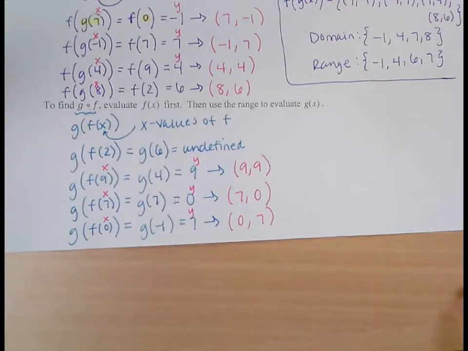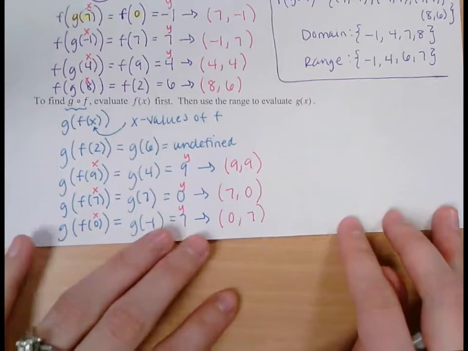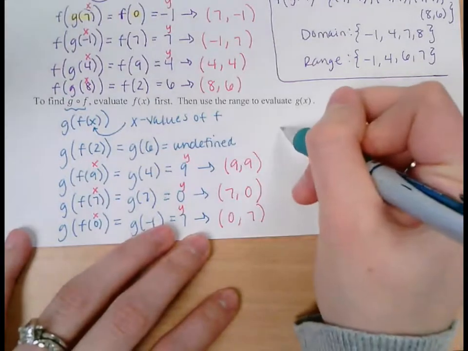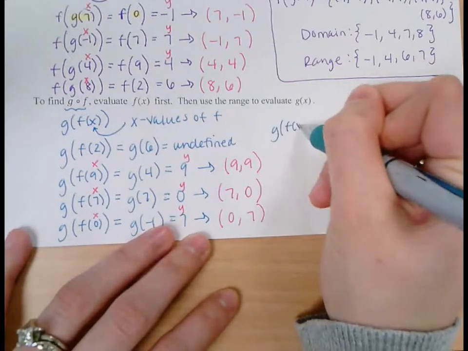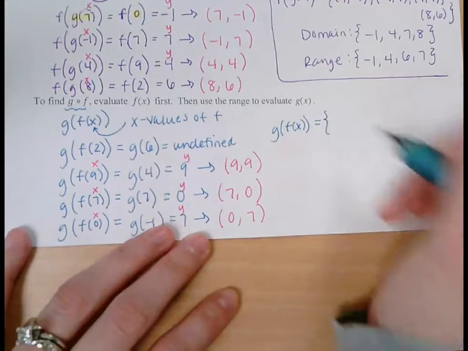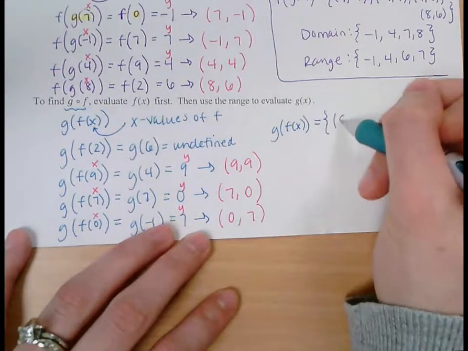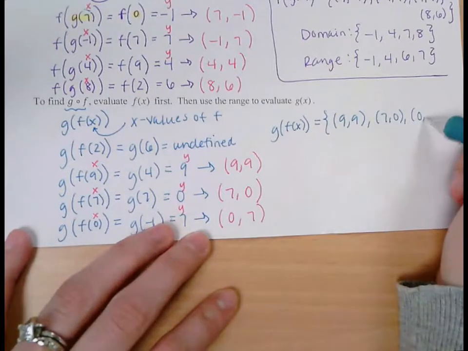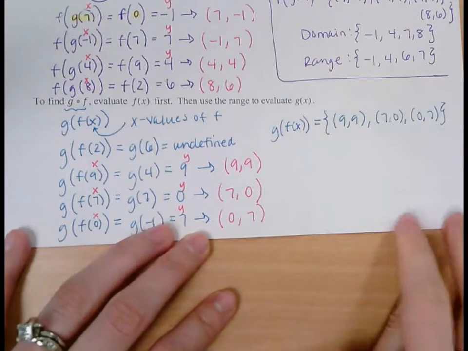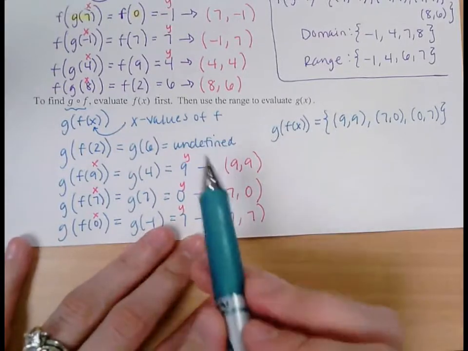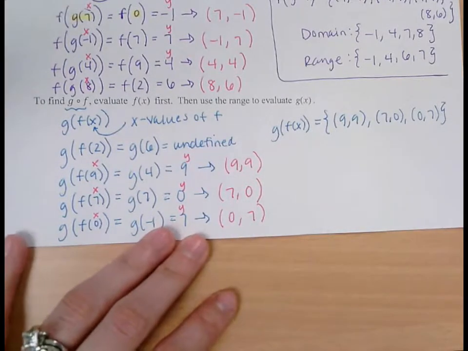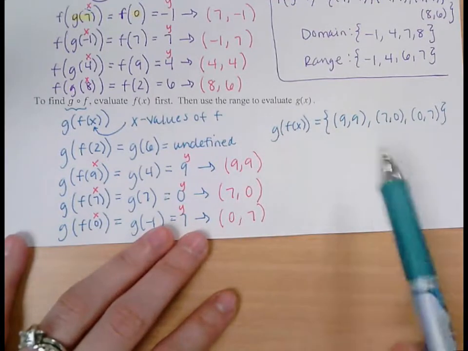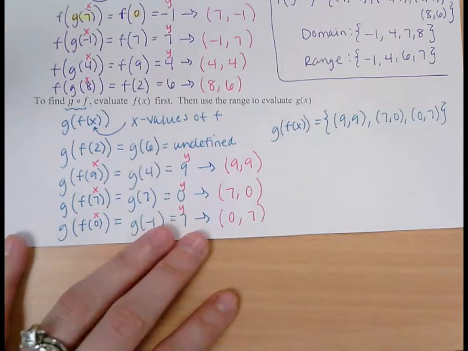There's only 3 ordered pairs for this function. So then I want to actually write out the function like I did for f of g. So g of f of x equals, as a set, the ordered pairs (9, 9), (7, 0), and (0, 7). You don't need to put the undefined ones. So you might end up with a function where maybe only one ordered pair actually works, so it's just one ordered pair in your list.